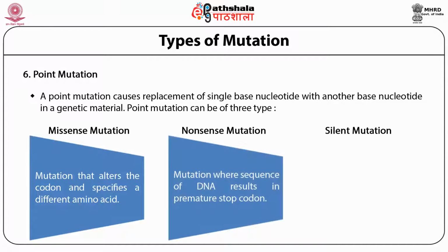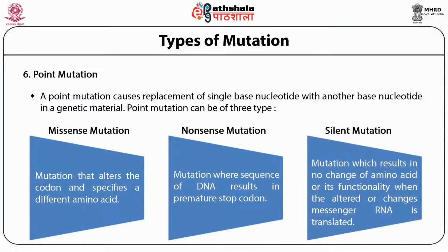Nonsense mutation, on the other hand, is a type of mutation where the sequence of DNA results in a premature stop codon. That means no further messenger RNA molecule will be synthesized. This results in the formation of an incomplete amino acid chain or faulty protein. Silent mutation is a kind of mutation which results in no change of amino acid or its functionality when the altered messenger RNA is translated.